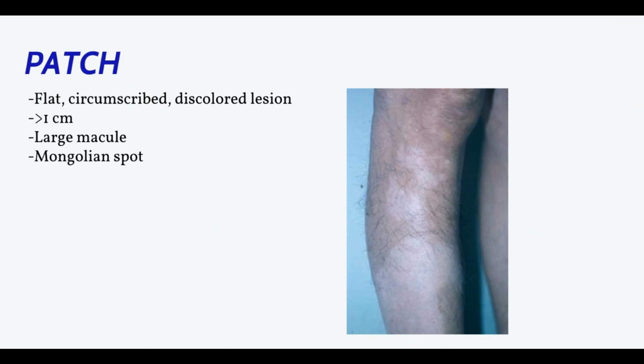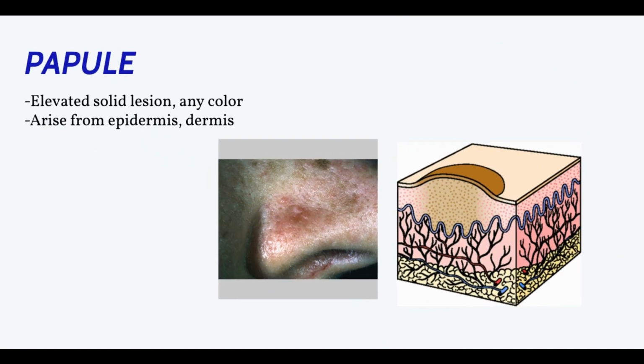So a patch. A patch is a large macule. Something that you can relate that to is a Mongolian spot. This picture is a little bright, but you can see the spot or the disruption in the different colors. So it's a flat, circumscribed, discolored lesion, and these are going to be greater than 1 centimeter in diameter. So it's a large macule. And again, the biggest example to utilize is a Mongolian spot.